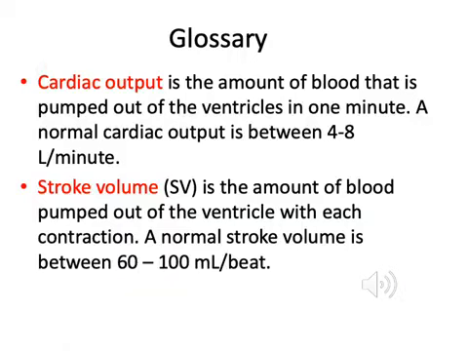These are some definitions that you need, guys, to make sure that you understand before going further بالhemodynamic monitoring. اللي هو ال cardiac output هو عبارة عن ال amount of blood that is pumped out of ventricles in 1 minute. Normal cardiac output is between 4 to 8 liters per minute. The stroke volume هو عبارة عن amount of blood pumped out of ventricle with each contraction. عشان هيك normal stroke volume هو between 60 to 100 ml per beat.